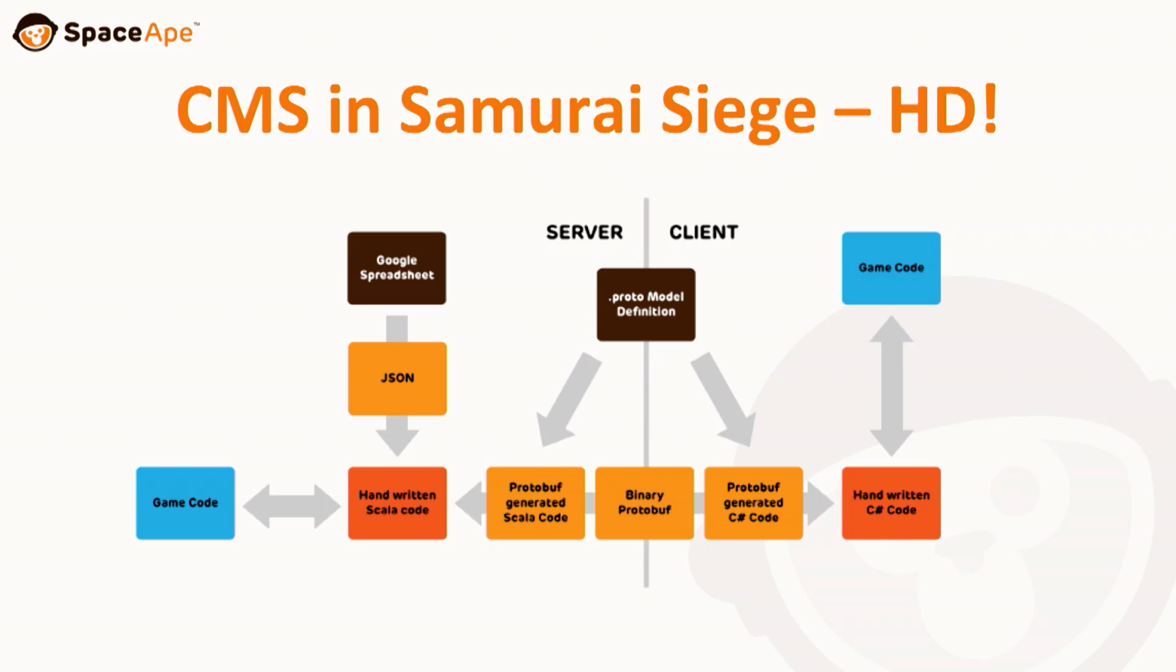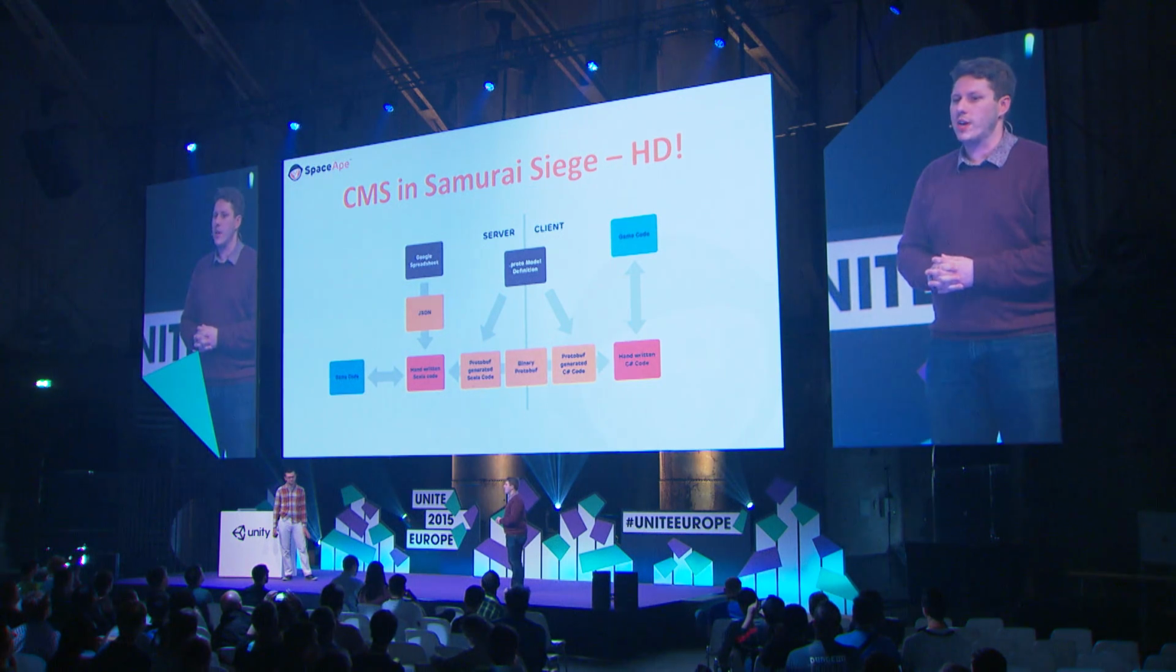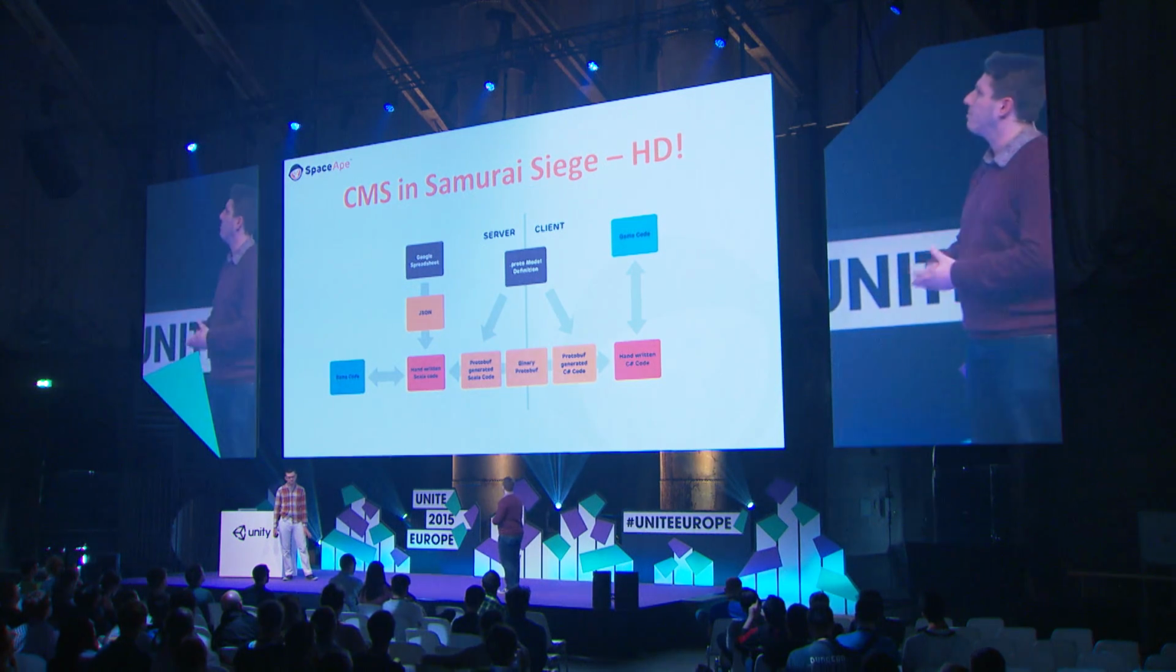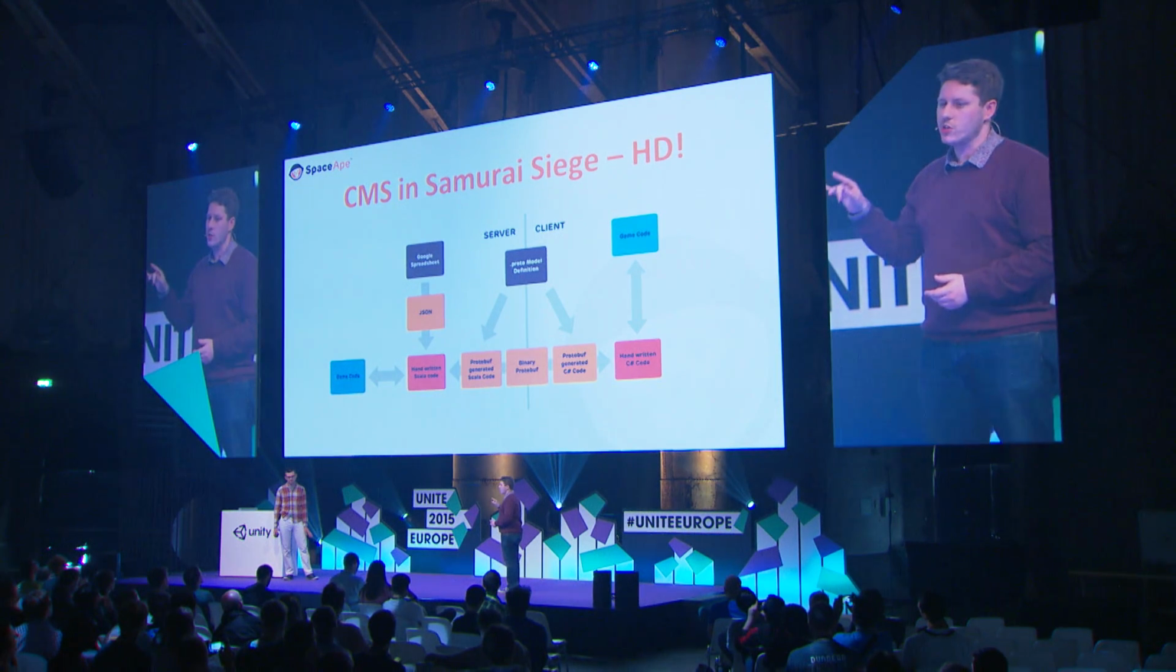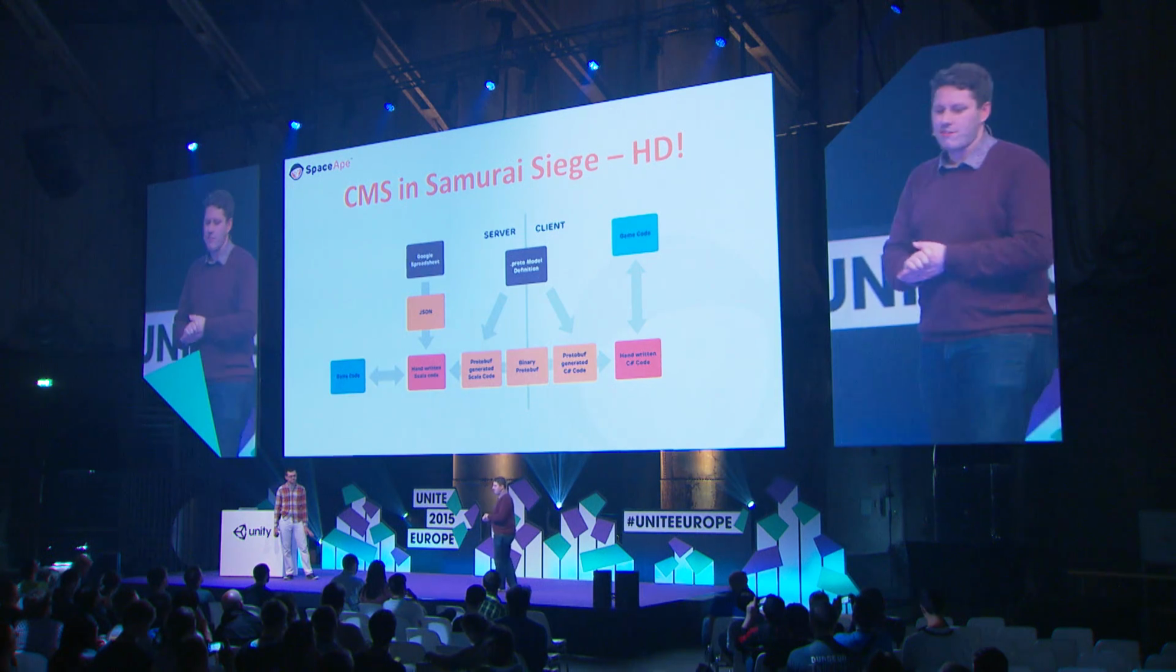So here's a more detailed version of the Samurai Siege CMS. We've got our spreadsheets being used by the servers. We've got our shared proto model, which generates the client and the server code, and our data being passed around as this efficient binary protobuf. But we still have these annoying handwritten layers of comprehension code. That's a bit of a faff.